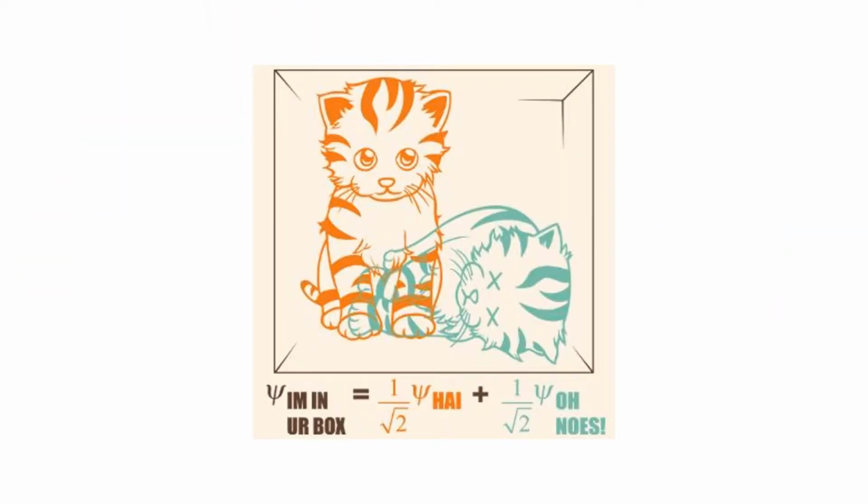If we used a wave function to describe Patches' state of being, we'll have a combination of the wave function of Patches being alive and a wave function of Patches being dead. And thus, Patches is technically in a quantum state of being alive and also dead at the same time while still inside of the box.